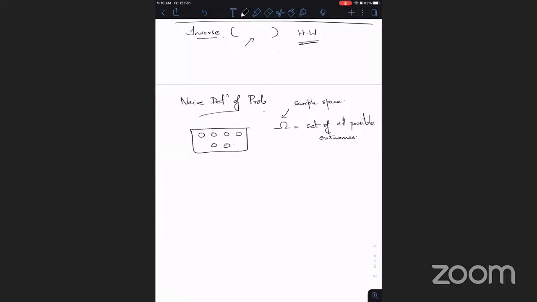And then on top of this omega, we need to define what the events are. Some of you said in the last class that events are the items that are of interest. So the events are subsets of omega. So A is an event.